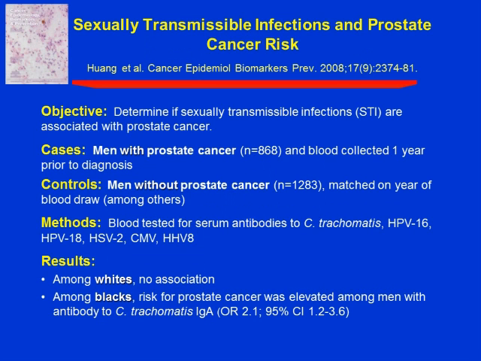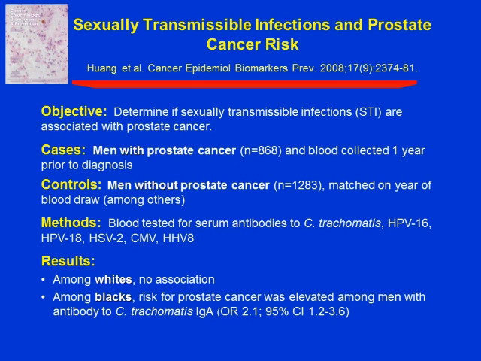Okay, moving on to our next example study for our second analytic study design. In this study, the objective was to determine if STI were associated with prostate cancer. They enrolled men with prostate cancer, and these men had had a blood sample collected a year before they were diagnosed. They also enrolled a group of men without prostate cancer who also had had a blood sample taken, and they matched them on the year that that blood sample was drawn.